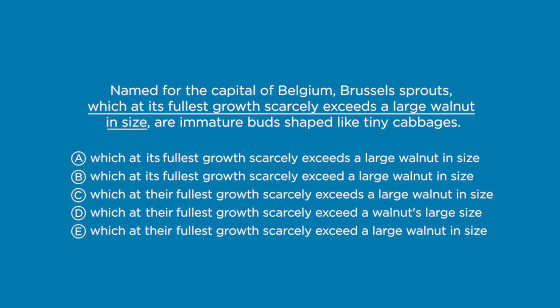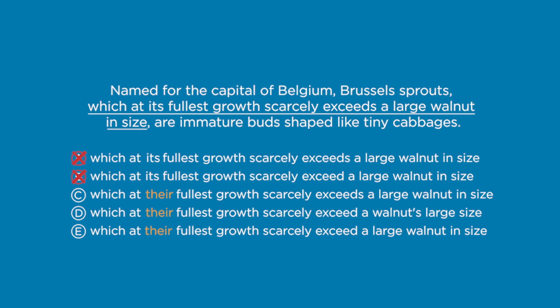Okay, let's keep our 3 pronoun rules in mind as we look at an example GMAT question. Named for the capital of Belgium, Brussels sprouts, which at its fullest growth scarcely exceed a large walnut in size, are immature buds shaped like tiny cabbages. Looking at the answer choices, it is clear that one decision point is which pronoun to use between its and their. The antecedent is Brussels sprouts, which is plural, so the answer cannot be its. Therefore, we can immediately eliminate answers A and B.